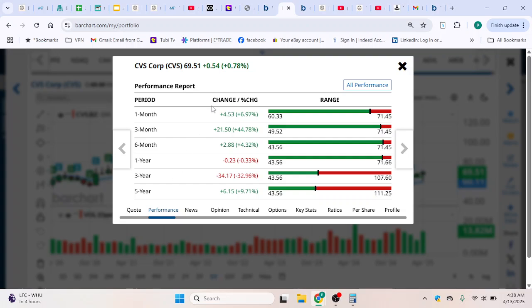Performance-wise, I like that it's had recent outperformance versus the market, right? 1 month, 3 months, 44% increase in price, and 6 months, 4%. So in a market pullback, right? The market, I believe the S&P has pulled back about 20% and then kind of snapped back up, but this has outperformed the S&P over that period of time.